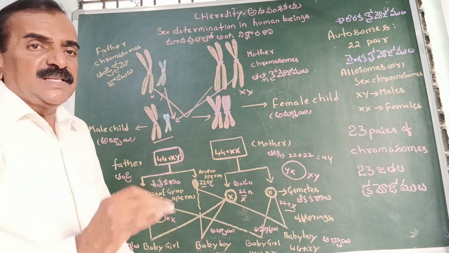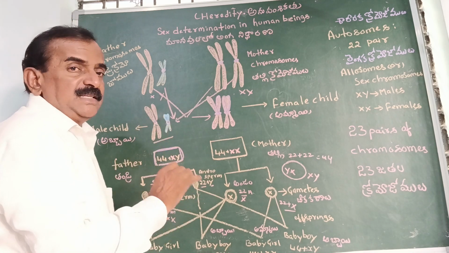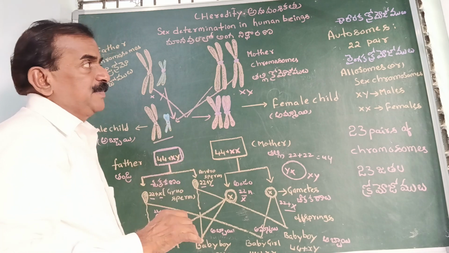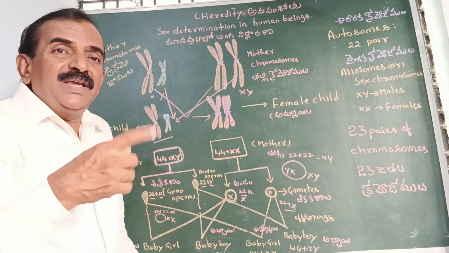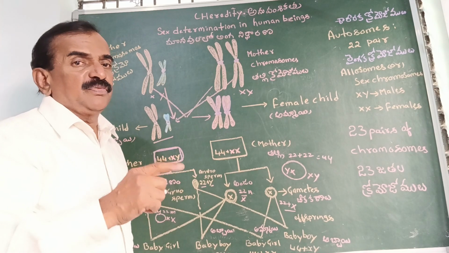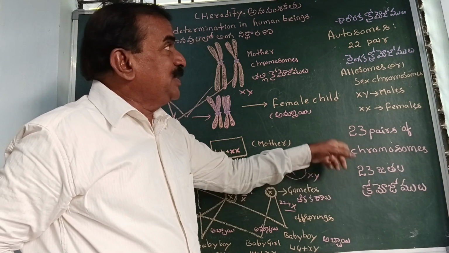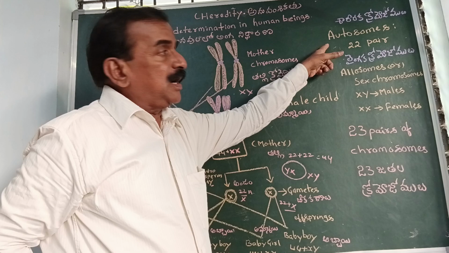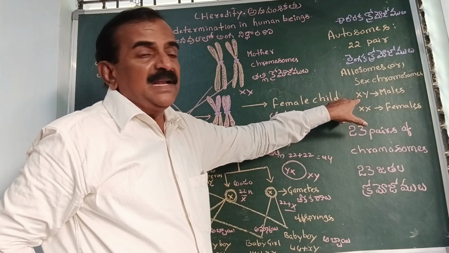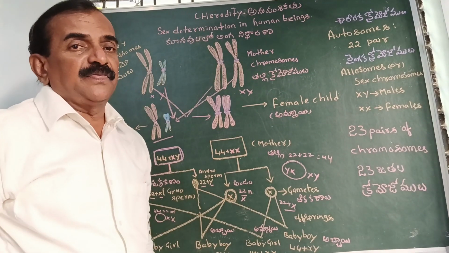So today we discussed sex determination in human beings, on page number 178. All humans inherit our traits from our parents. Each and every cell of a human being consists of 23 pairs of chromosomes. Out of 23 pairs, 22 pairs are autosomes and one pair is called allosomes. Allosomes are XY in males and XX in females, and these determine the sex of a baby.